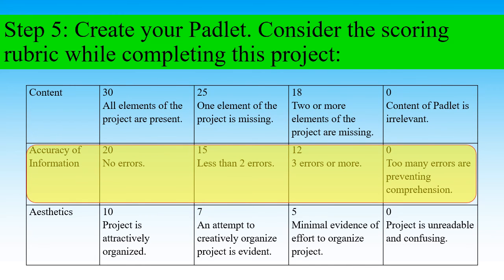Accuracy of information. Are you correctly spelling the story's name, the author's name, the character names? Did you get the setting right? Is the plot outlined correctly? If there are no errors there, you'll get full credit. The more errors that are present, the less credit you will earn.